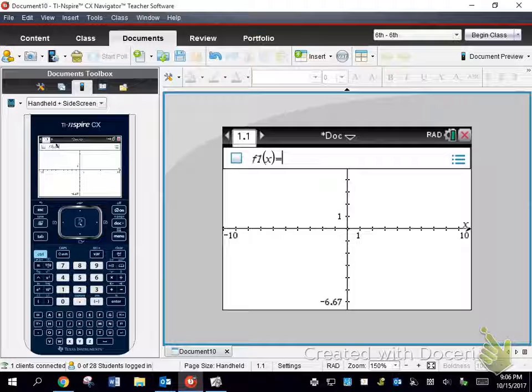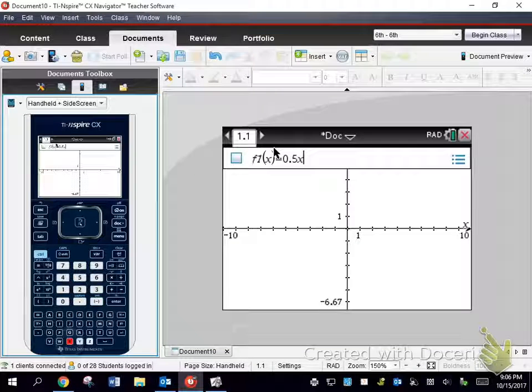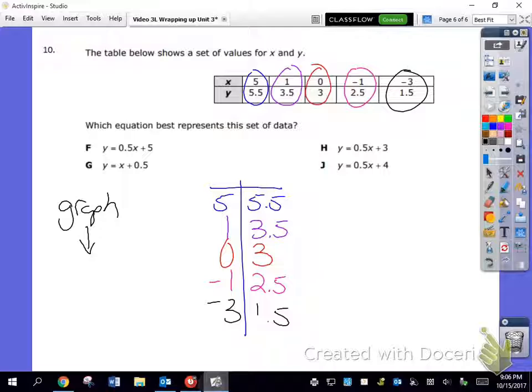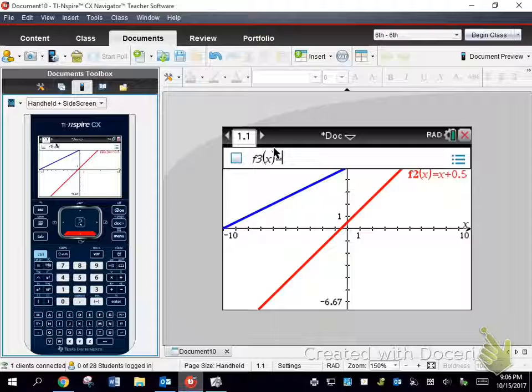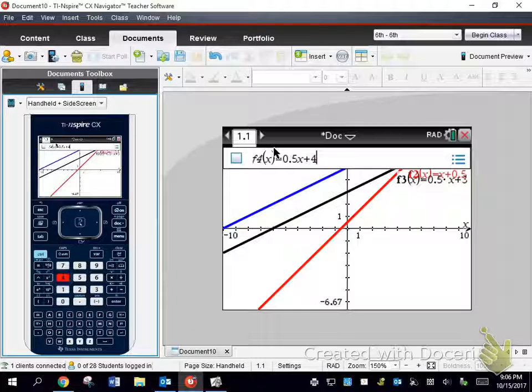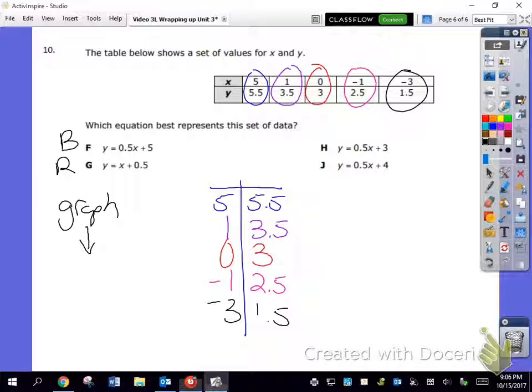All right, very first thing, you've got 0.5x plus 5, so that color's blue. G, you've got x plus 0.5. That color is red. Now, I'm going to go ahead and write that down. That's blue, and this one is red. Now, h is over on the other side, so h is 0.5x plus 3, and then down arrow button, that one's black, and then 0.5x plus 4. And that one is pink. So you've got black, and you've got pink.